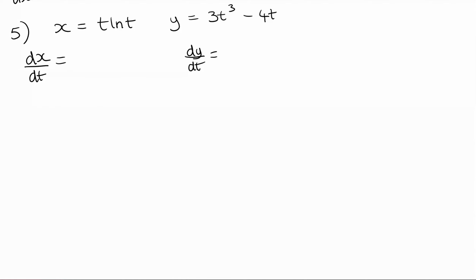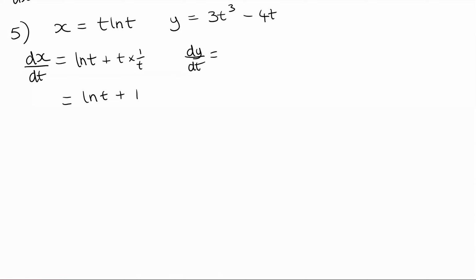Differentiate t, you get 1, multiply that by the second function. And then differentiate natural log of t, you get 1 over t. So we do t times 1 over t, and we should spot that the t's there are going to cancel, giving us just a 1 there. So when you differentiate, that's going to be natural log of t plus 1.